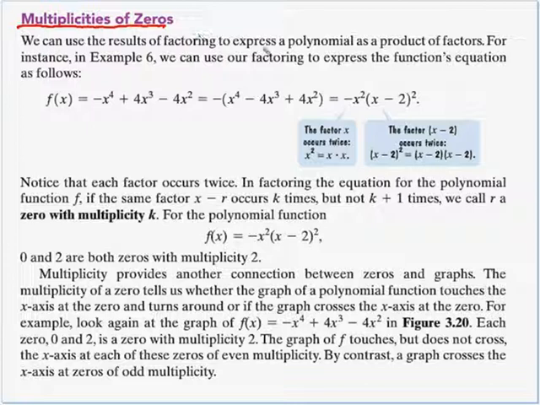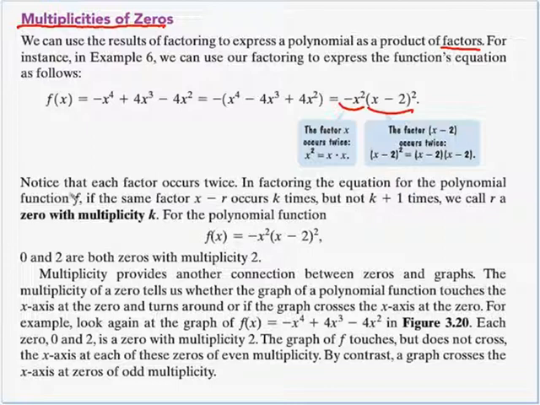We can use the results of factoring to express a polynomial as a product of factors. For instance, in example 6, we can use our factoring to express the function's equation as follows. And here we have our negative x squared and x minus 2 quantity squared. The x factor occurs twice. X squared is x times x. And this x minus 2 factor also occurs twice. Note that each factor occurs twice.